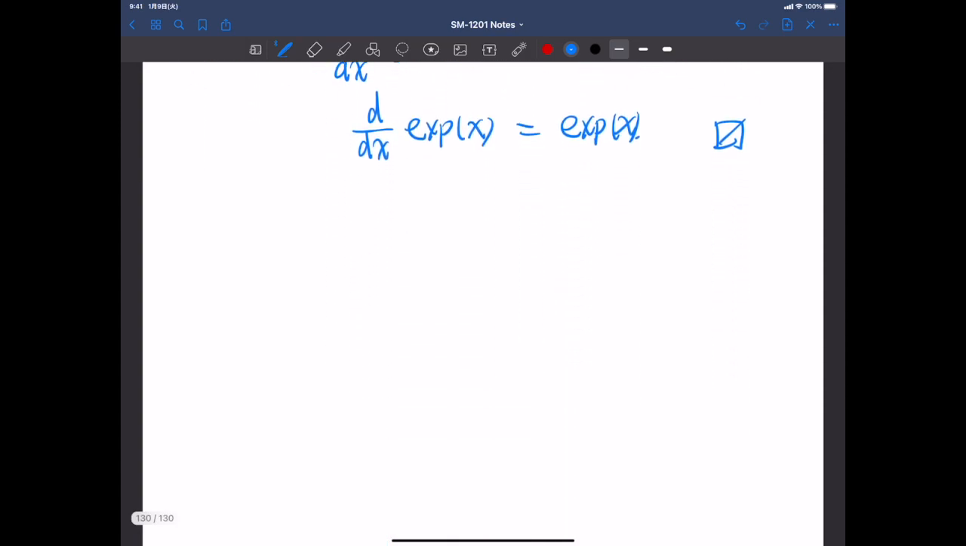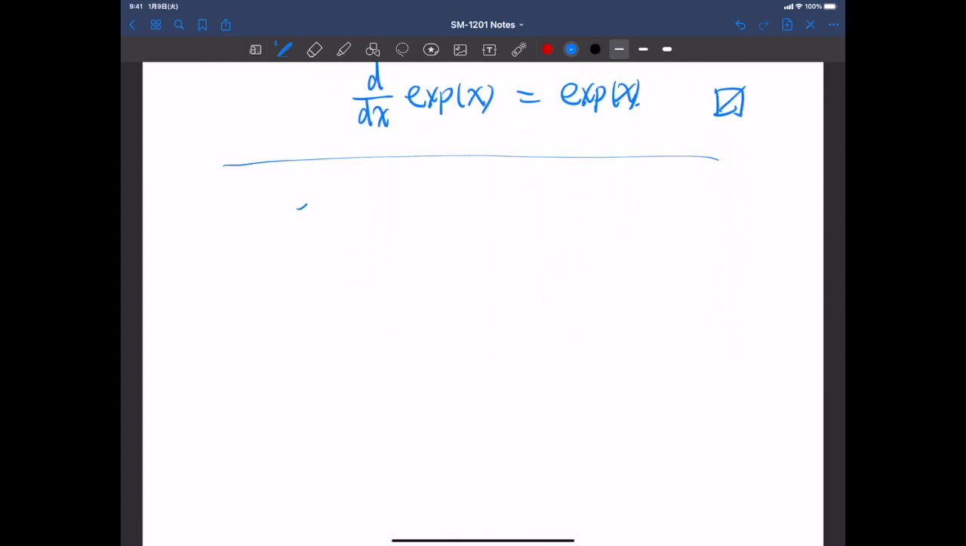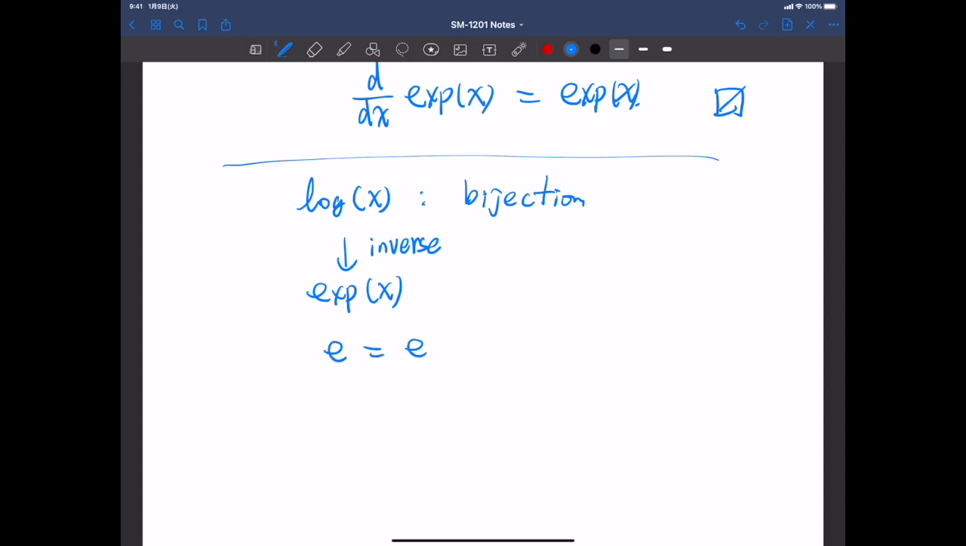At this point, let us review what we have done so far. First of all, we defined this natural logarithm function, and we have seen that this is a bijection. So based on this fact, we defined its inverse function. Then based on this function, we defined this constant e as the value of exp 1. Then next, we have shown that for any natural number n, exp of n is equal to e to the power of n.